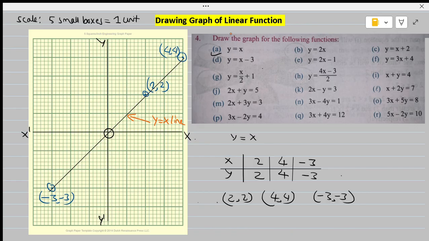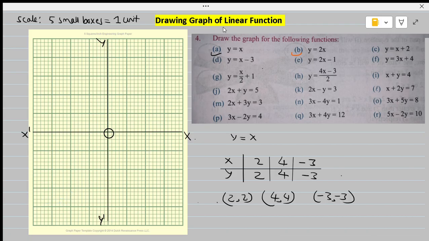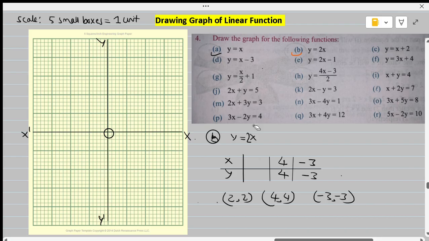And now after this, I go with the next one, number b. Here I'm keeping the same scale on the x-axis and y-axis. Now the line which says y equal to 2x is number b. So now we need to identify the points.